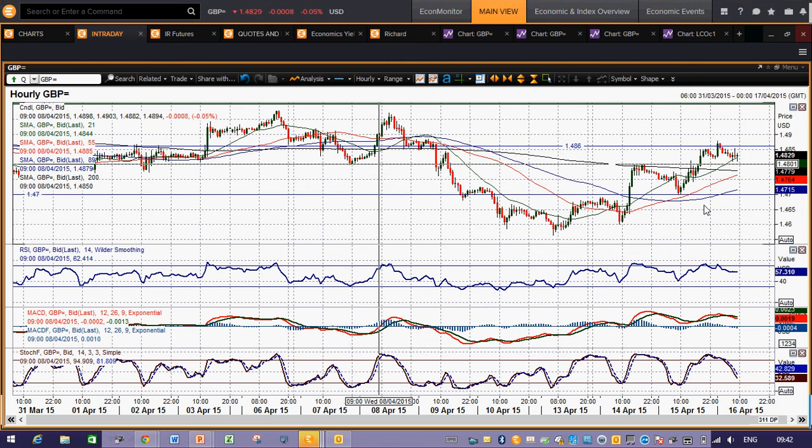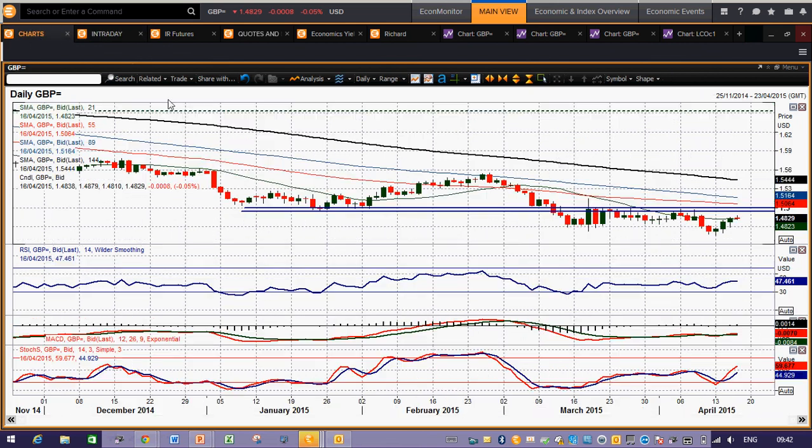You've got the housing data this afternoon, and the weekly jobless claims, both of which, interestingly, in recent times have been supportive of the dollar. So if that is the case again, then that would drag cable lower. So you might see a test of that 48 and maybe even 47 today. But generally speaking, I think cable remains a chart to sell into strength.